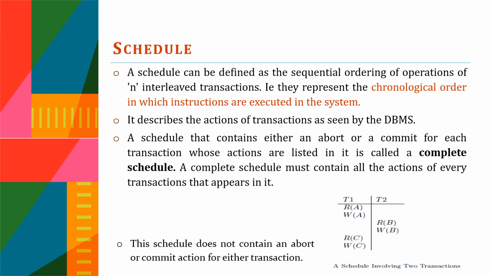A schedule that contains either an abort or a commit statement for each transaction whose actions are listed in it is called a complete schedule. So a complete schedule must contain all the actions of every transaction that appears in it, and it contains either an abort or a commit statement. Here we are given an example with the transactions T1 and T2, but this schedule does not contain an abort or commit action for either of these transactions T1 and T2, and so it is not a complete schedule.